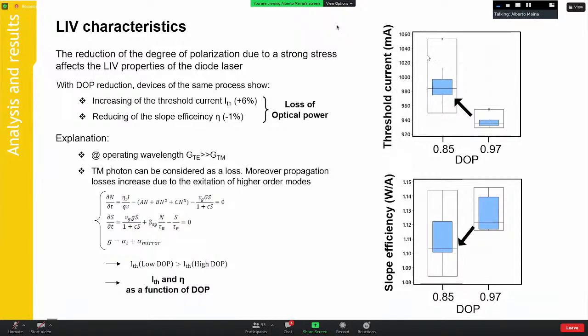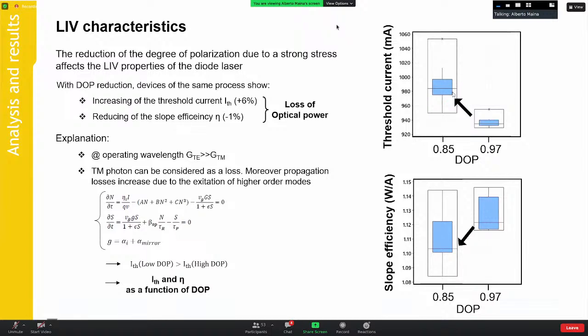It's important to underline that this analysis was performed on bar devices that came from the same process, in order to guarantee the best uniformity of the optical and electrical properties. This difference between the two categories is due to the mounting process of the chip on the submounts on the carrier.